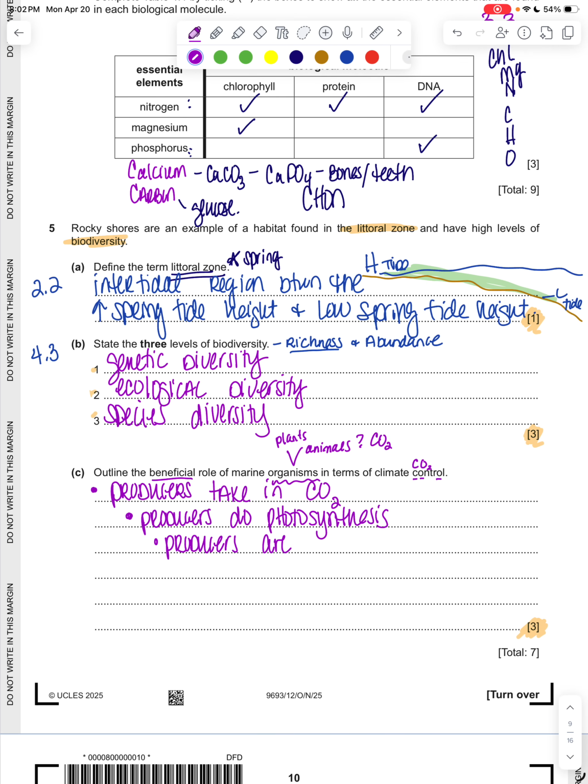Okay, and then the next thing I'm going to say is they're considered a carbon sink, right? Anywhere that we're going to be absorbing or taking in a lot of carbon dioxide, those are carbon sinks.